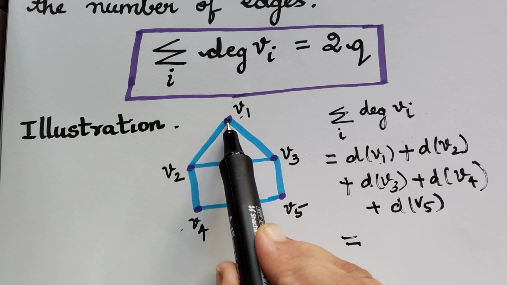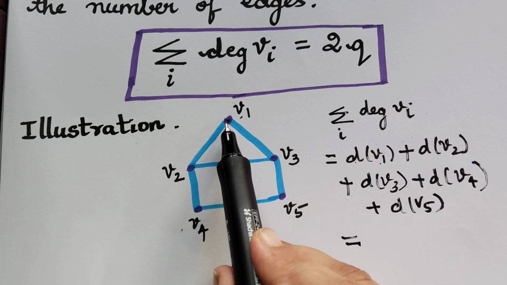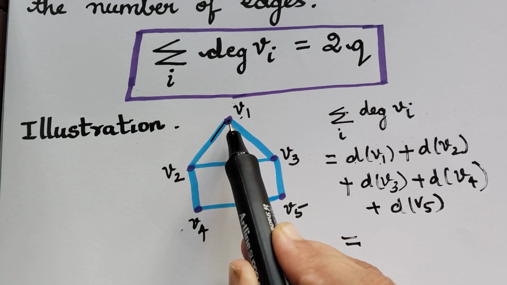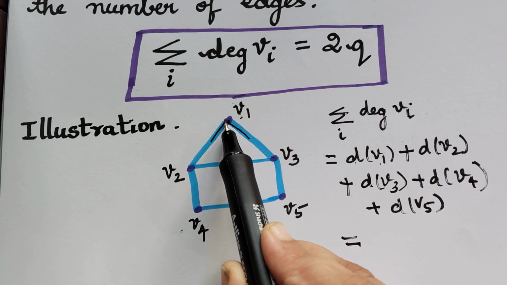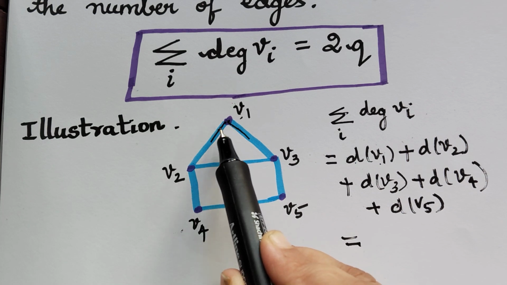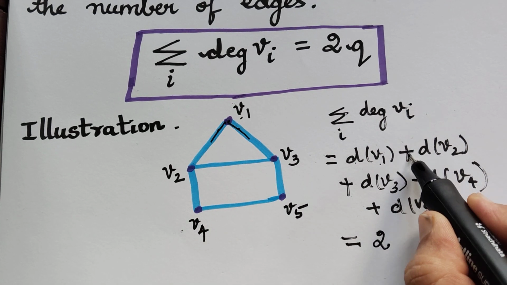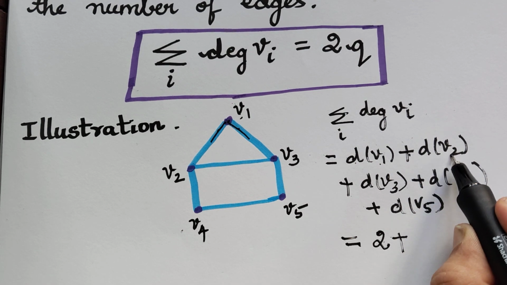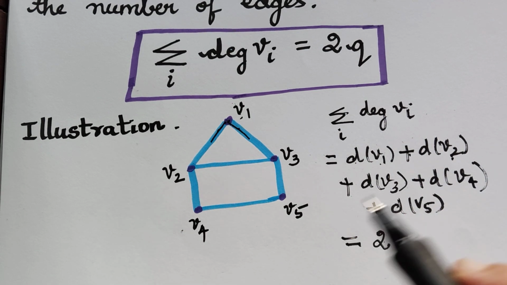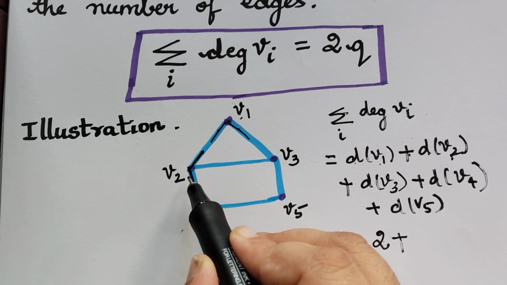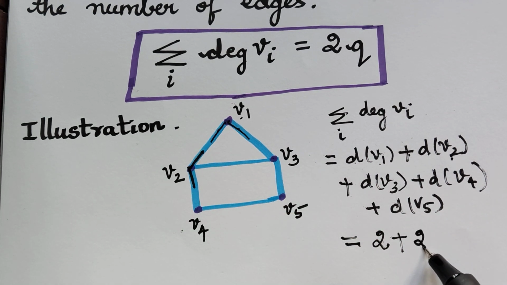This is by the definition, which we already saw in our previous video lecture, that is lecture 1. Now, V1 has 2 edges incident with it. Therefore, the degree of V1 is 2. So this is 2. And then plus degree of V2. What is the degree of V2? The number of edges incident with V2, which is 2 again.